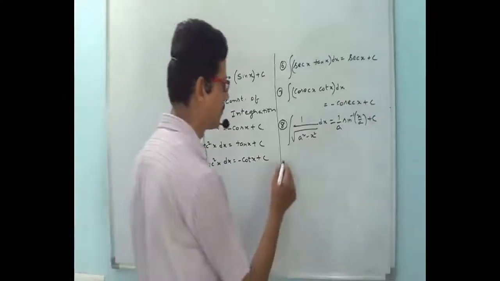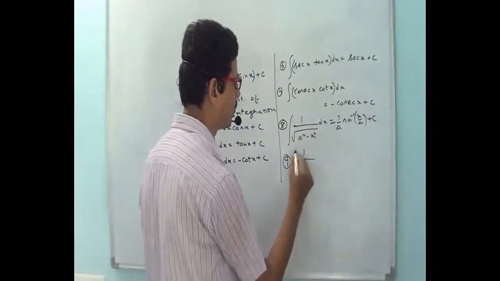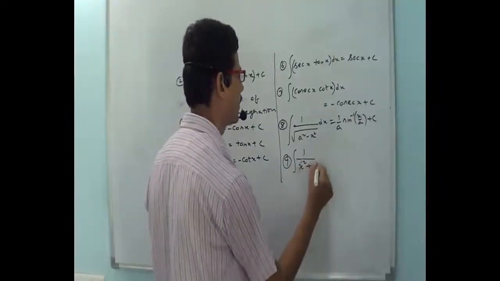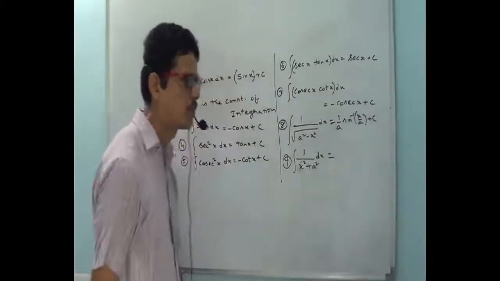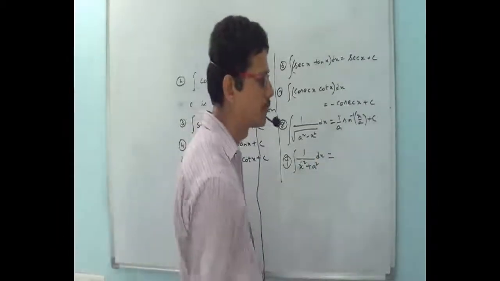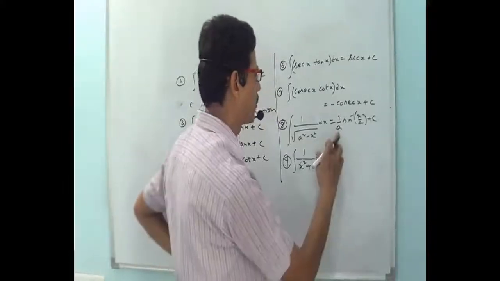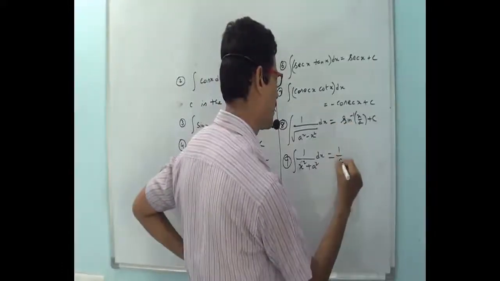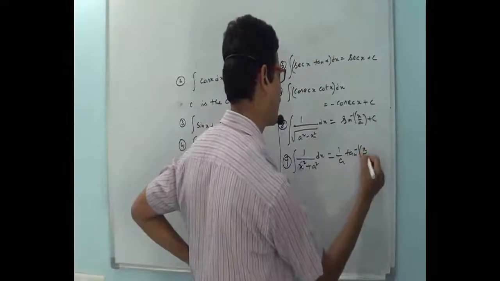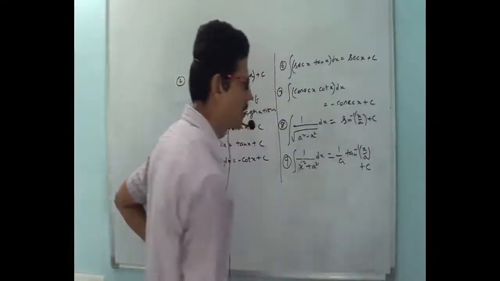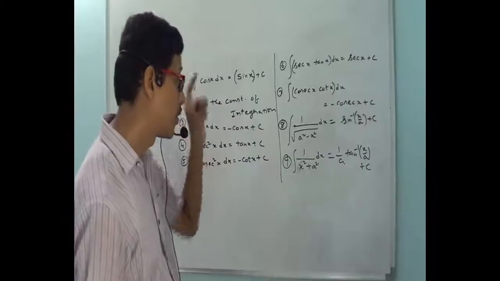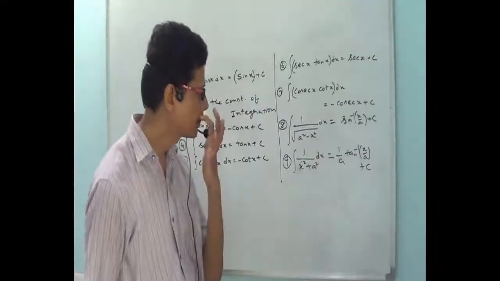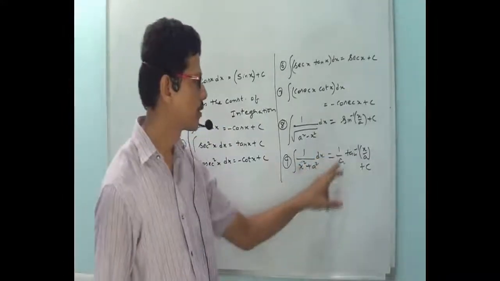There is one more formula. Integral 1 by a square plus x square dx. This is nothing but 1 by a tan inverse x by a plus c. Note down this. For x square plus a square, it gives 1 by a tan inverse.